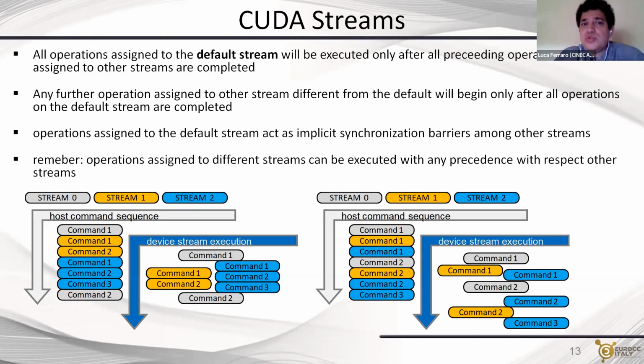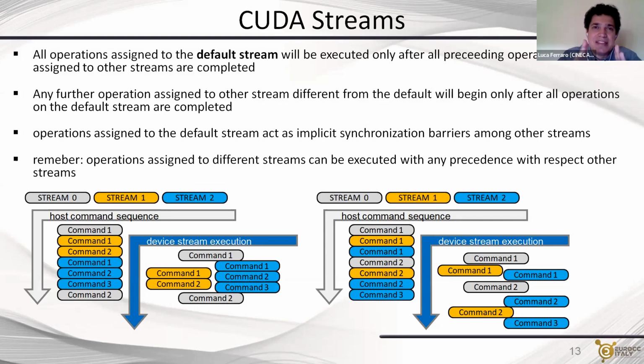All operations assigned to the default stream will be executed only after all other preceding operations assigned to other streams are completed. And another interesting property of stream 0 is that any further operation assigned to streams other than stream 0 will begin only after all operations assigned to the default stream are completed. I have some examples to clarify these two concepts.